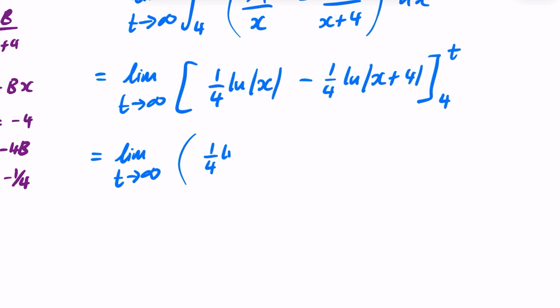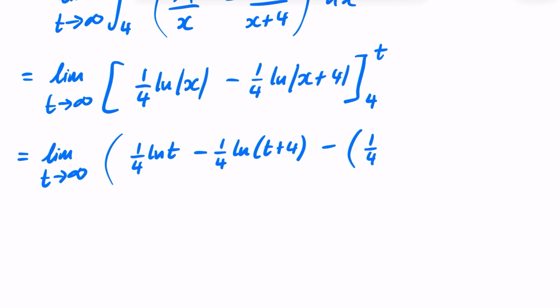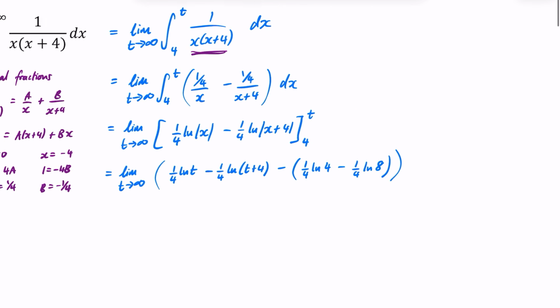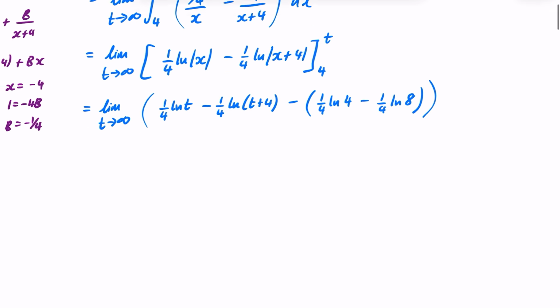So there's going to be my quarter ln t minus a quarter ln of t plus 4. And then from that, we'll be subtracting when we substitute in 4. That is going to be a quarter ln 4 minus a quarter ln 8. Okay? So let's now see what happens as we do these parts here. Have I got those values incorrect? Yeah, I did have a 4 at the bottom.